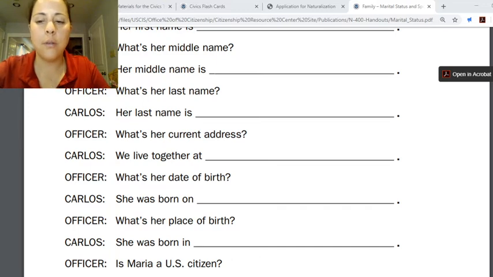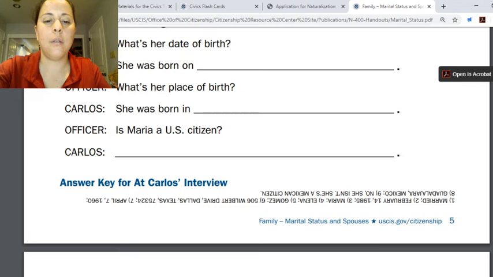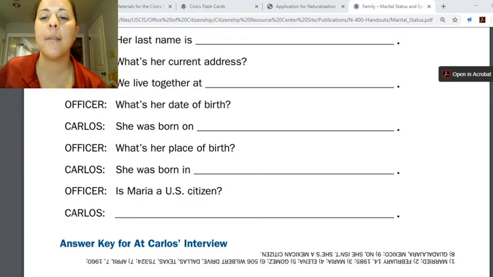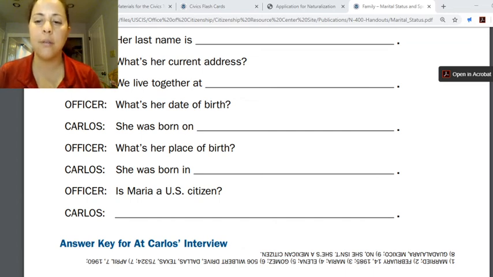What's your spouse's place of birth? My spouse's place of birth is, my spouse was born in, which country? And last, is your spouse a U.S. citizen? Yes or no? My spouse is a U.S. citizen. My spouse is not a U.S. citizen.